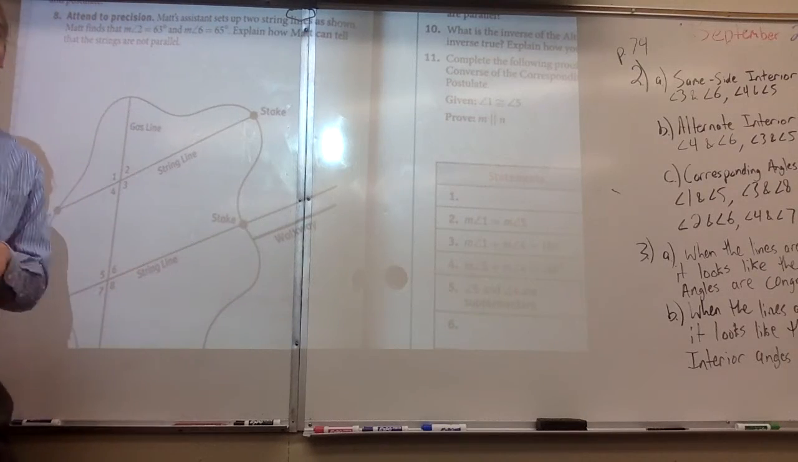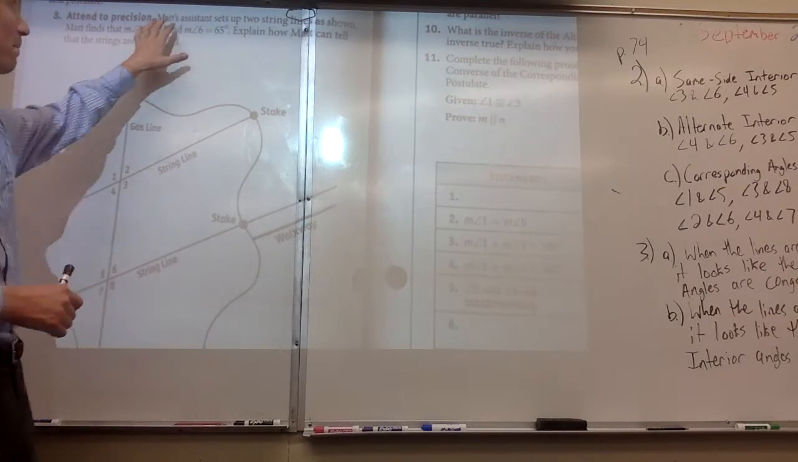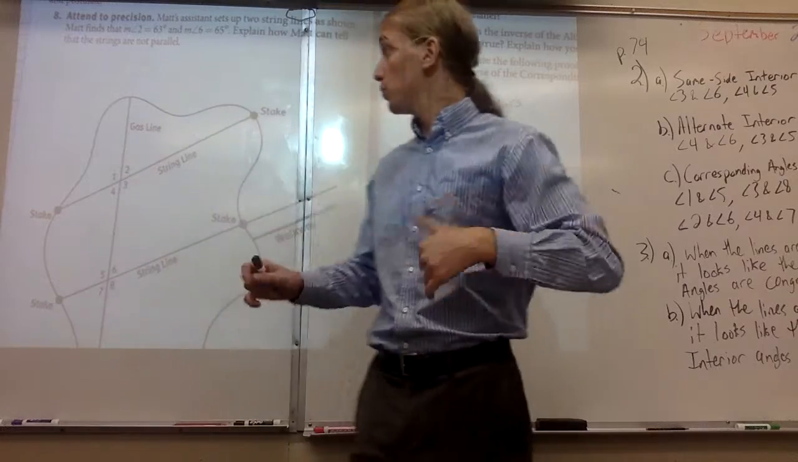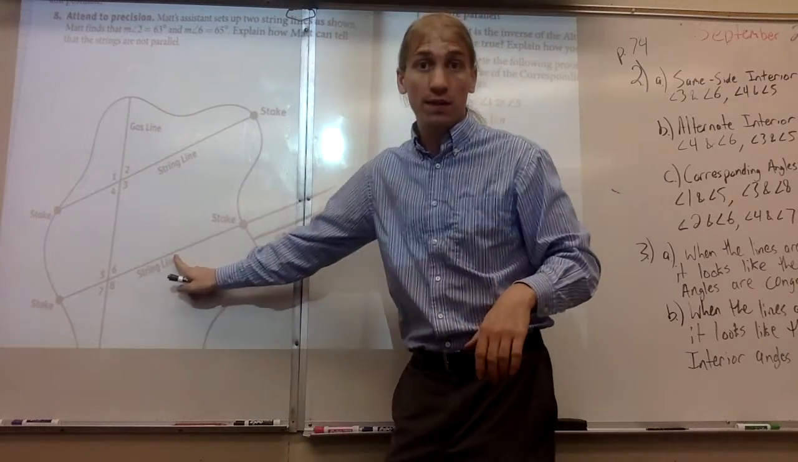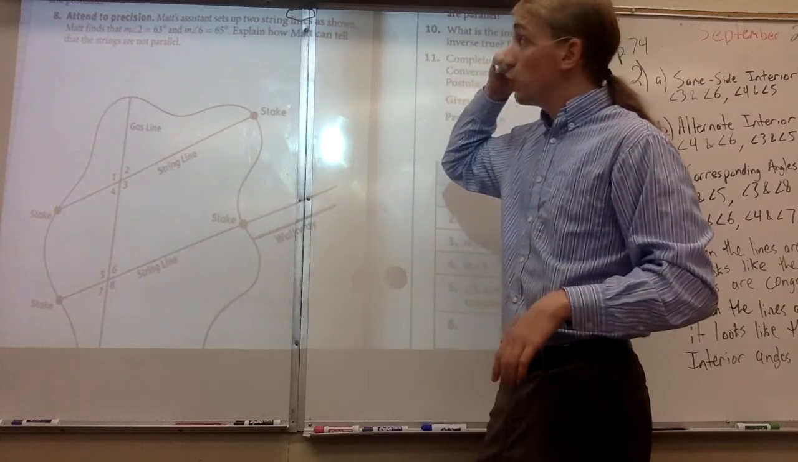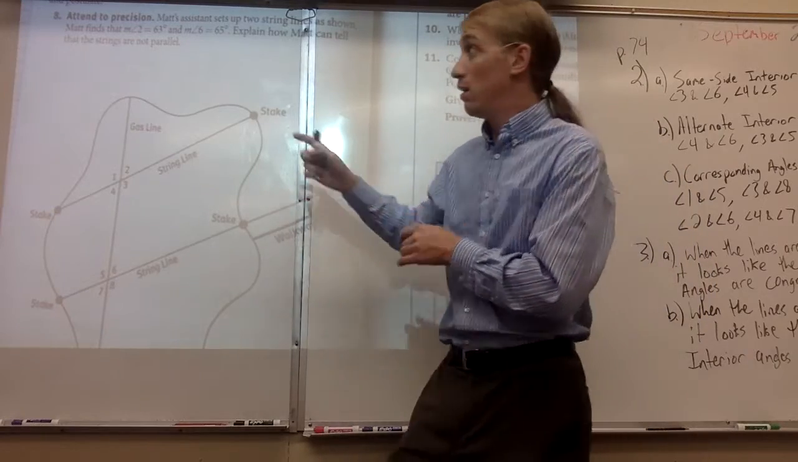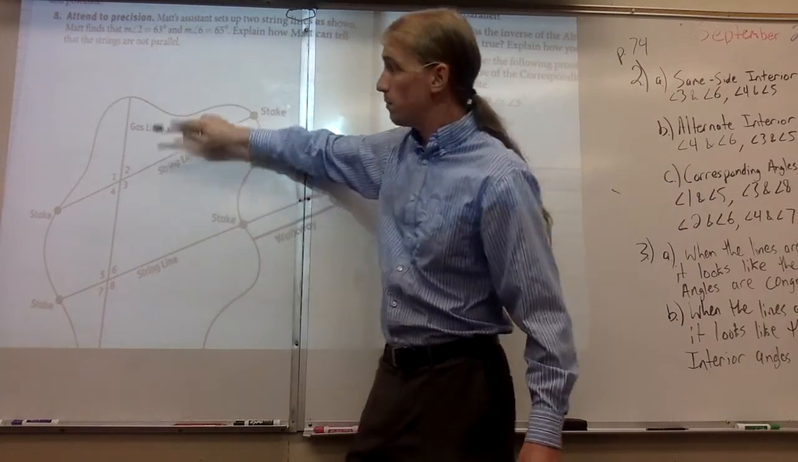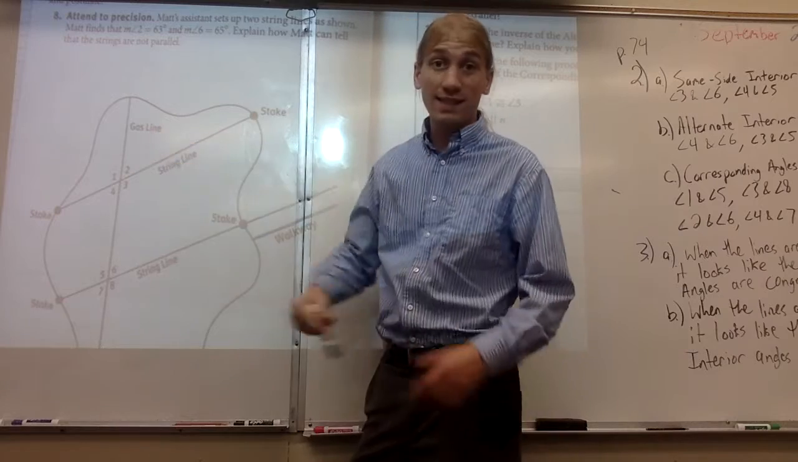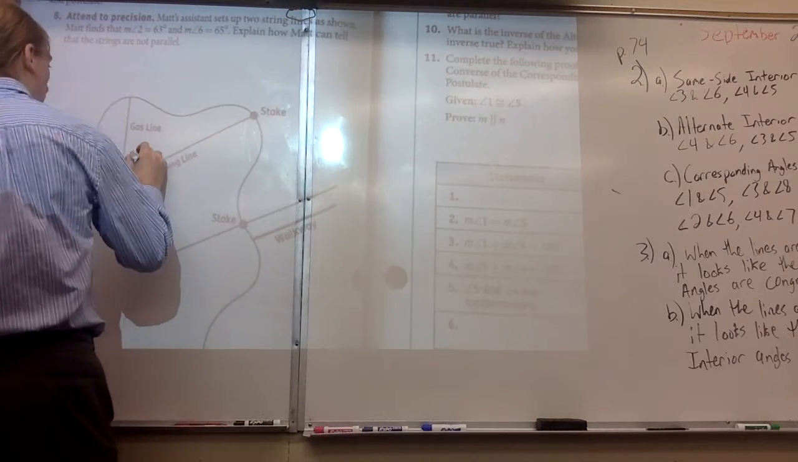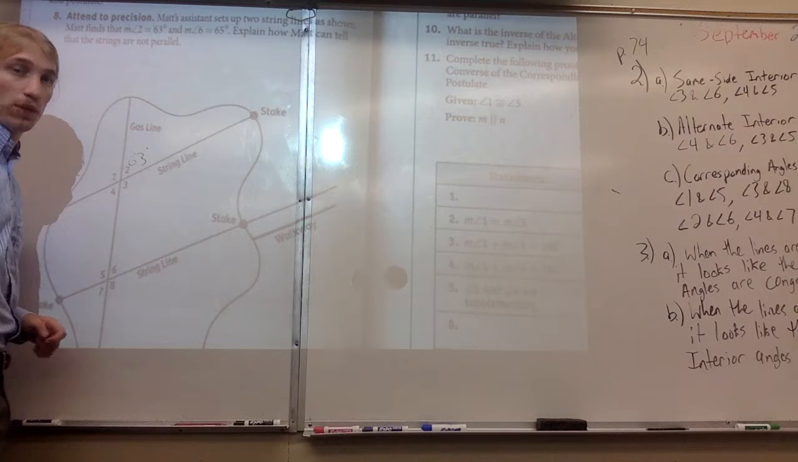All right, so this is page 82, and this question is saying Matt's assistant sets up two strings. So we got this string and this string, as shown. And remember, the goal is for them to be parallel. But Matt finds that the measure of angle 2 is 63 degrees, so I'm going to write that in. This angle is 63 degrees.